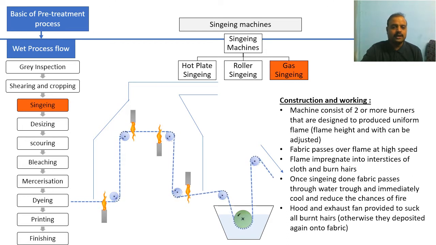Whatever the burnt hairs are, those are ashes, right? So these ashes need to pass through this hood with the help of the suction fan. If this hood and suction fan were absent, what would happen? These burnt hairs would fly away in the department and again settle down onto the same fabric. So we don't want that. Immediately whenever fiber burns, these ashes need to be sucked out through this exhaust fan. So this arrangement is inevitable, mandatory.